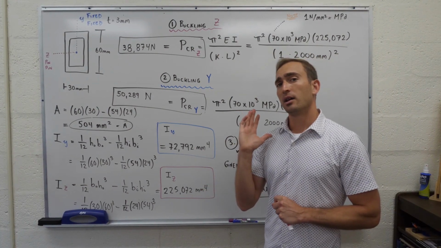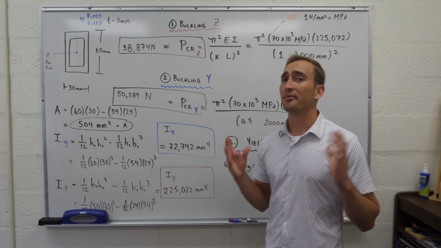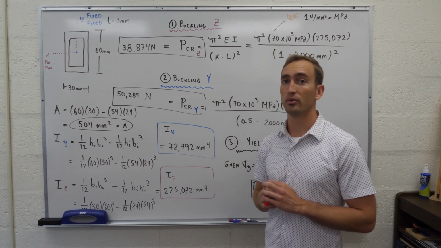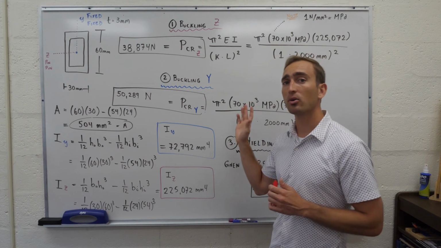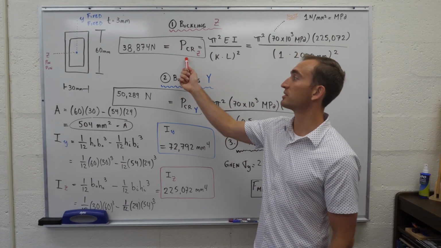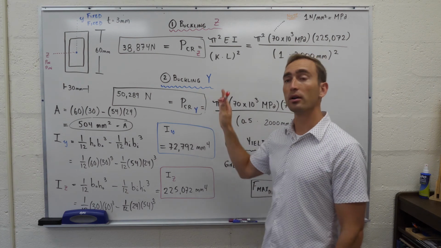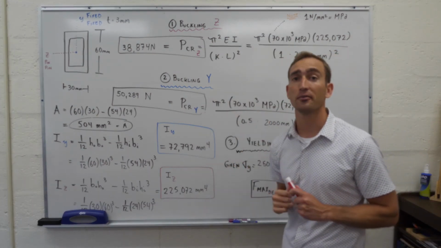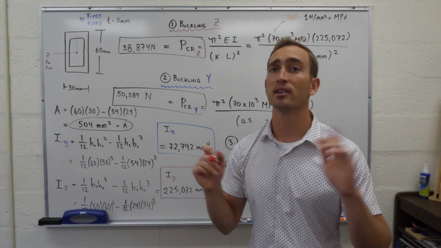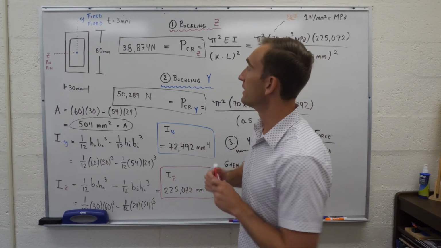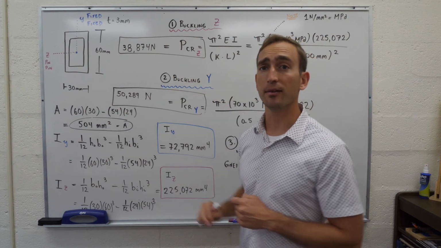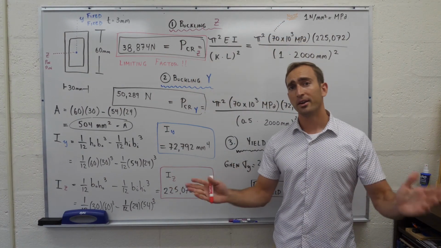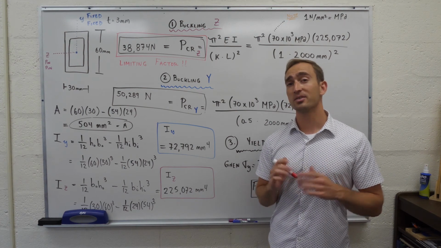So the beam in question here is very, very difficult to fail in stress-related failure modes. It's going to be much easier to buckle this beam about the z-axis than it is to buckle it about the y, or to fail it in yielding. So as a result, the limiting factor for this entire problem and our final answer for what Pmax is, is 38,874 newtons, which is buckling about the z-axis. There you go. That's how you approach and solve this particular problem here.